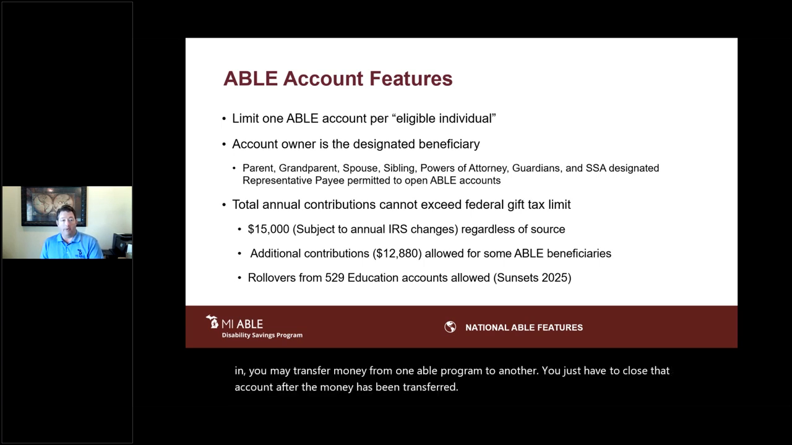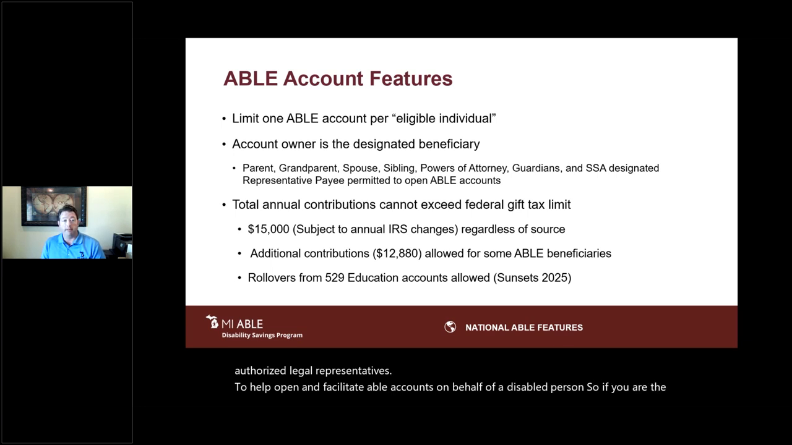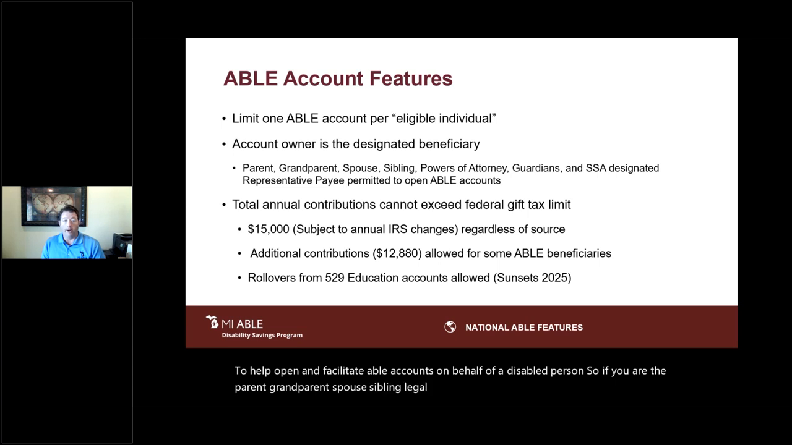The account owner of an ABLE account is the designated beneficiary. Let me make sure that's clear. The individual with the disability owns the account. It's their money. However, regardless of who put the money in the account, regardless of how it's funded, the money in the account belongs to the individual with the disability. However, because we have a wide spectrum of abilities in the disability community, we do allow other individuals, we call them authorized legal representatives, to help open and facilitate ABLE accounts on behalf of a disabled person. So if you are the parent, grandparent, spouse, sibling, legal power of attorney, court-appointed guardian, or Social Security Administration designated representative payee, you are permitted to be an authorized legal representative on an ABLE account for an individual with a disability.